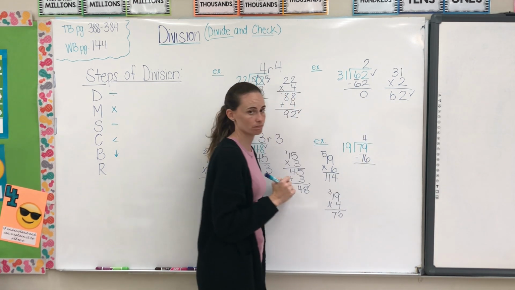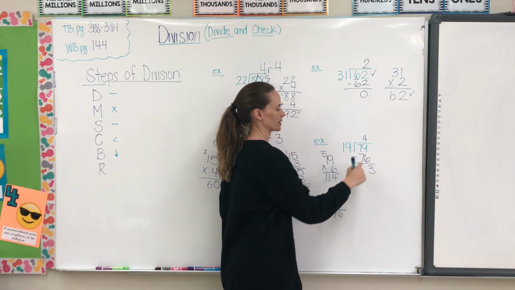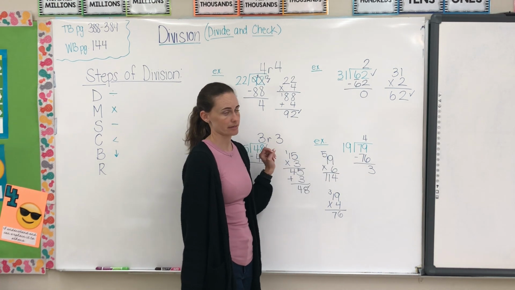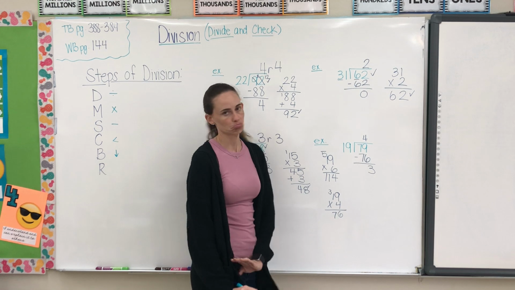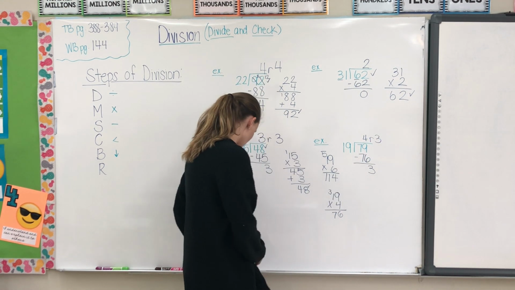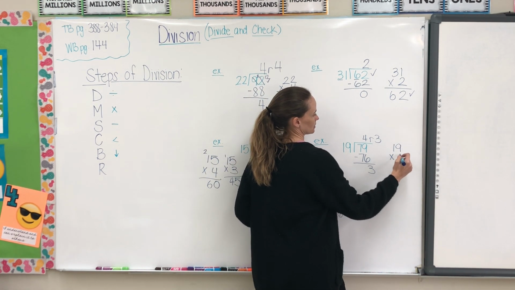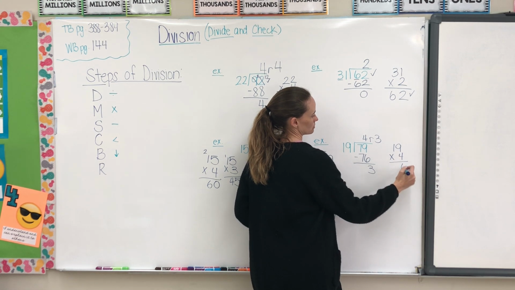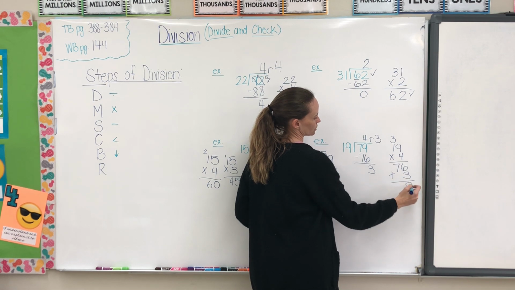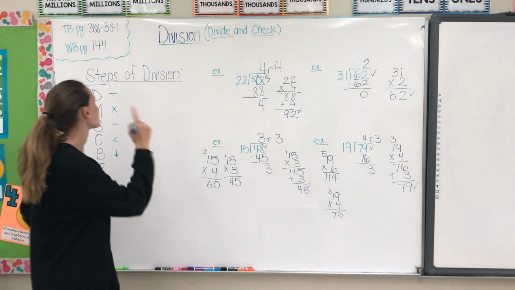Now we can subtract, right? 9 minus 6, 3, 7 minus 7, nothing. We compare. Is 3 less than 19? Yes, it is. Do we have anything to bring down? Nothing. So that 3 becomes our remainder 3. And we multiply 19 times 4 plus our remainder 3 to get 79. Okay?